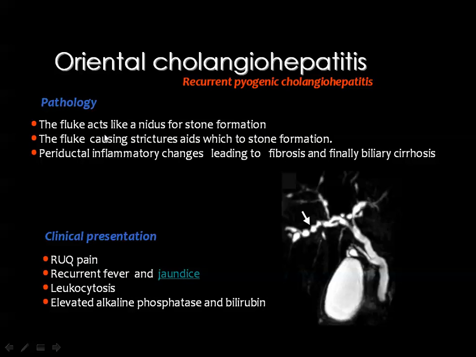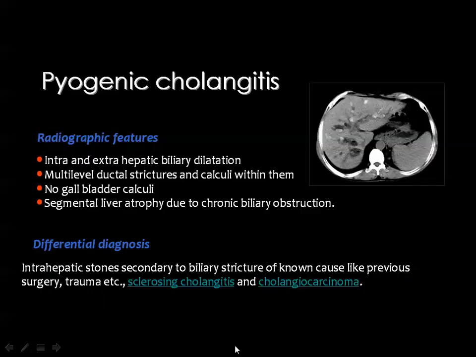Then the pathology is that the fluke acts like a nidus for stone formation. The fluke causes a stricture, which aids the stone formation as well. The inflammation initiated by the fluke and the formation of the stones both lead to biliary obstructive changes. And this is the clinical presentation: right upper quadrant pain, recurrent fever and jaundice, leukocytosis, and elevation of the alkaline phosphatase level and serum bilirubin.